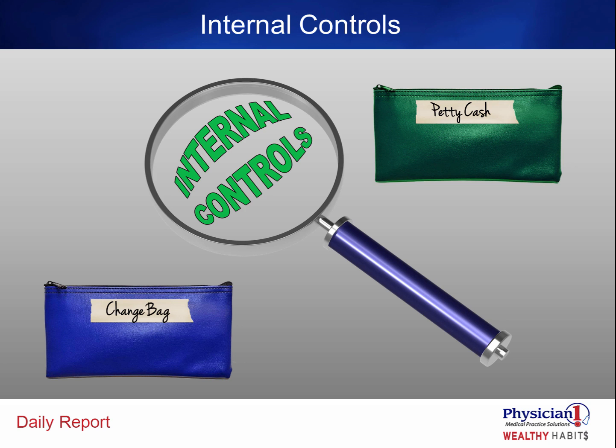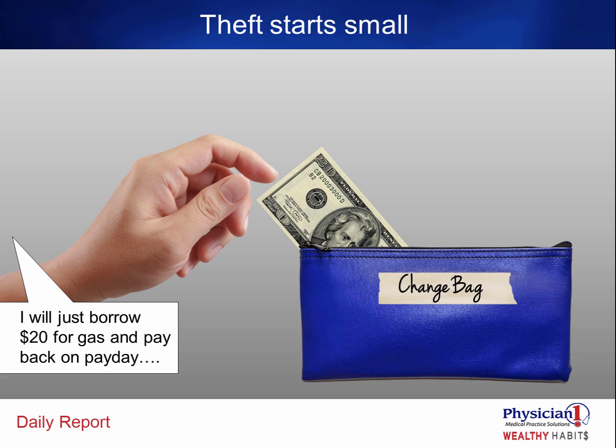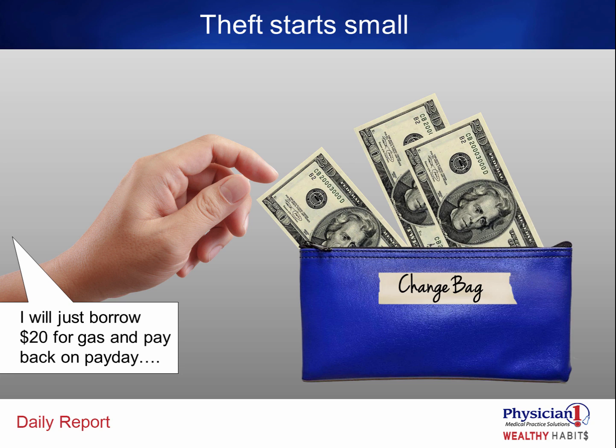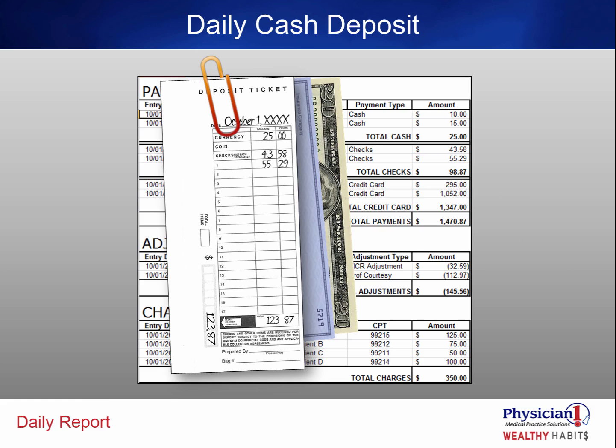Statistics show that when an employee becomes involved in embezzling, it usually starts small, like $20. They tell themselves they're going to borrow the money and they'll pay it back later. When they learn how easy it is, the amounts get larger and more often. If no one's monitoring daily, why bother paying it back? A daily routine will help reduce this risk and allow you to catch this type of activity sooner rather than later.